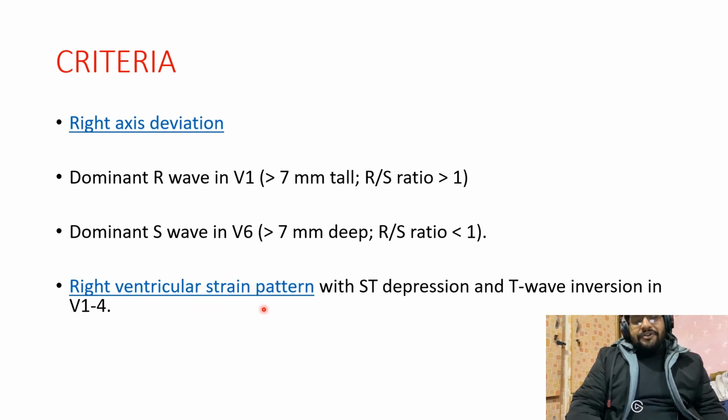And the right ventricular strain pattern is the same as the left ventricular strain pattern. The difference is you do not see the ST segment depression and T wave inversion in V5, V6, lead 1 and aVL. Rather you see them in V1 to V3 or V4. You can also see it in lead 3 and aVF, right? So that's the same pattern, but we see it in different leads, and it's called right ventricular strain pattern.